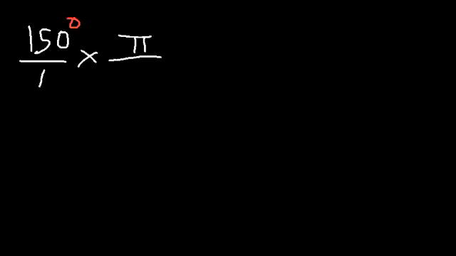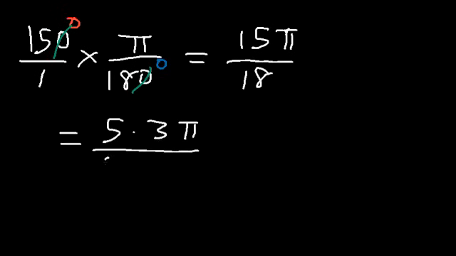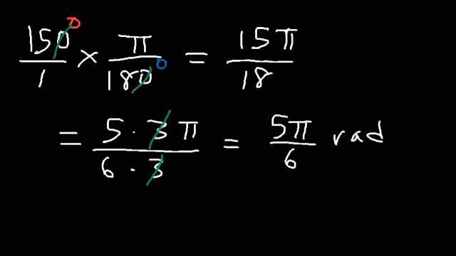Let's try another example. Convert 150 degrees into radians. Just like before, we're going to multiply it by pi divided by 180 degrees. So we can cancel a 0, and this gives us 15 pi divided by 18. Now 15 is basically 5 times 3, and 18 is 6 times 3. So we can cancel a 3. The final answer is 5 pi over 6. So 5 pi over 6 radians is equal to 150 degrees.